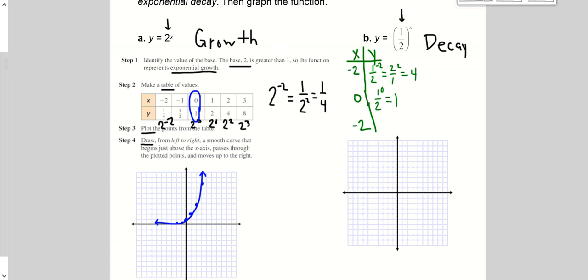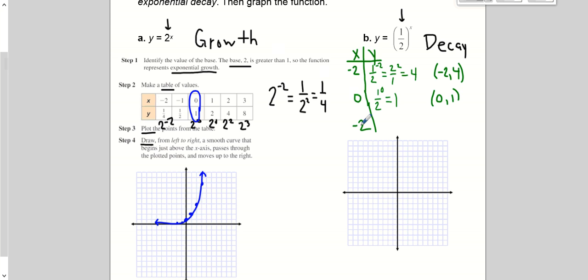So making our table, 1/2 to the -2. Remember, negative exponents give us reciprocals. So we get 2 over 1 squared. That's 4. So that gives us the point -2, 4. Anything to the 0 power is 1. So that gives us the point 0, 1.